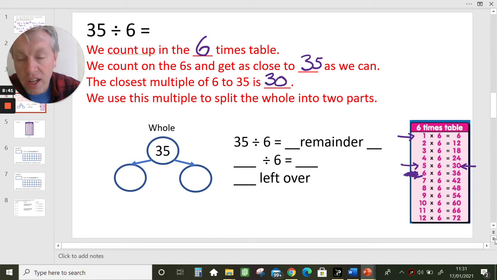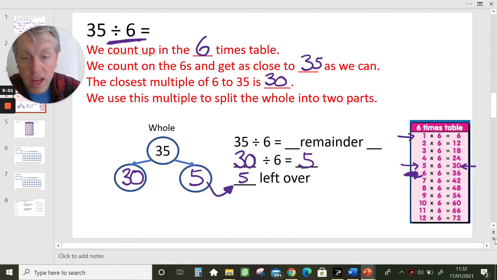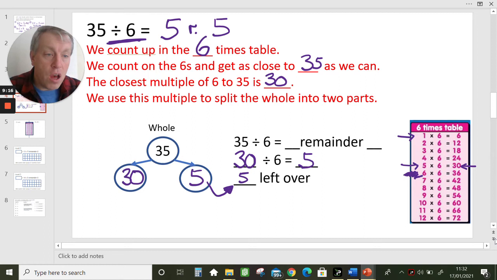So we're splitting 35 into 30 and 5, and then we're splitting the 30, because after all we are dividing by 6, aren't we? 30 divided by 6 is 5. 5 groups of 6. How many left over? Well, this part tells us how many left over, so our answer is 5. And instead of writing remainder, we could just do dot R5, remainder 5. Okay.